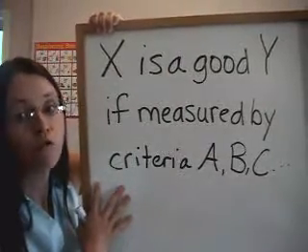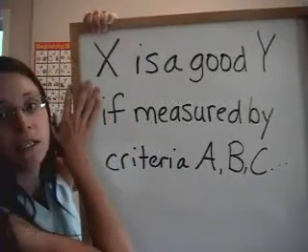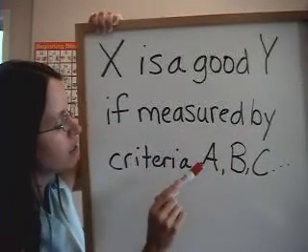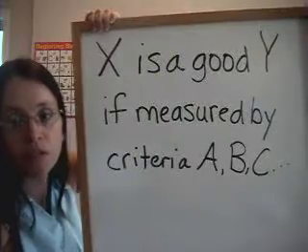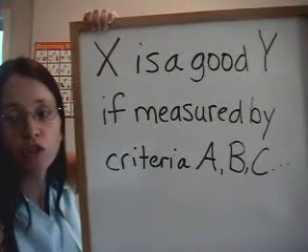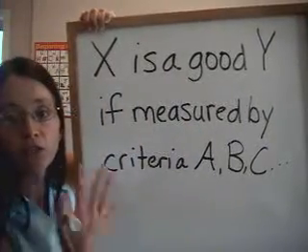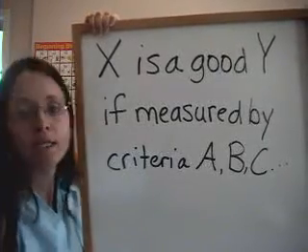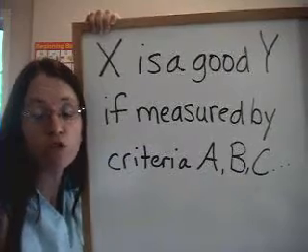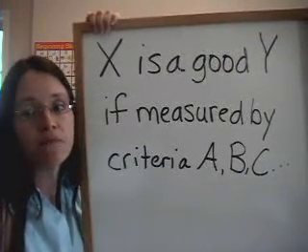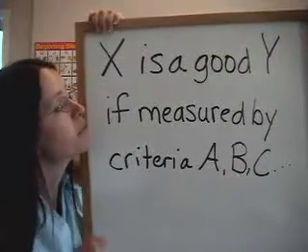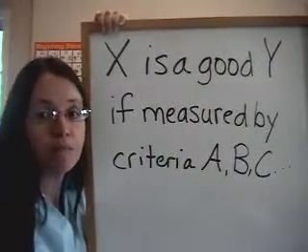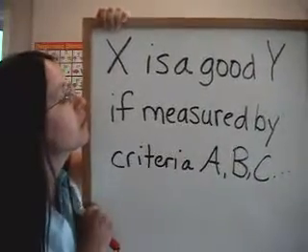This is an evaluative formula, and basically it says X is a good Y if measured by criteria A, B, C. So this gives us a good start. I'm going to use an example to explain what each of these terms are. My example has to do with movies. I like movies. Most people like movies. Pride and Prejudice is the best. Let me start over. Pride and Prejudice is a good movie if measured by criteria A, B, C, and I'll get into those criteria eventually.